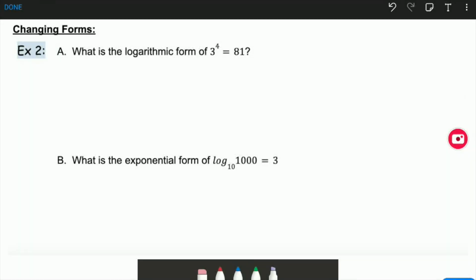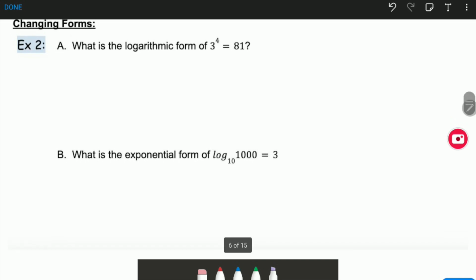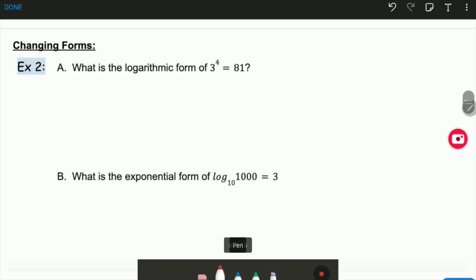Okay, in this example, we're going to look at changing the forms from logarithmic to exponential or vice versa. In part A, we're going to change from exponential form to logarithm form. So we have the exponential already there, and the formatting for logarithm goes as follows. The base is the subscript. The number that sits here is the result of the exponential. And then the number on the other side is the exponent.